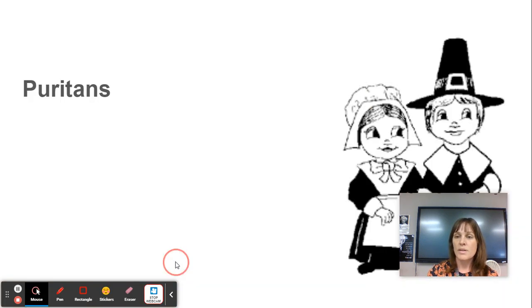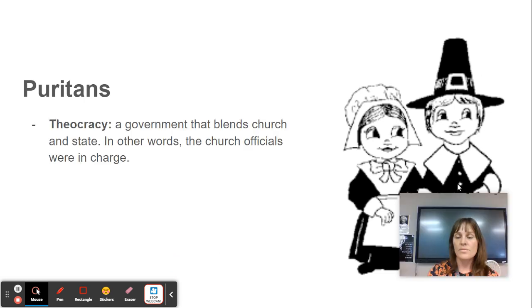A few other things about the Puritans. This is what I think of when I think of the Puritans, this is what they look like. You can see that they had the buckle. They kind of look like pilgrims. They have the buckle on the hat, and the women wear these bonnets, and they pray a lot, right? They care a lot about the Lord.